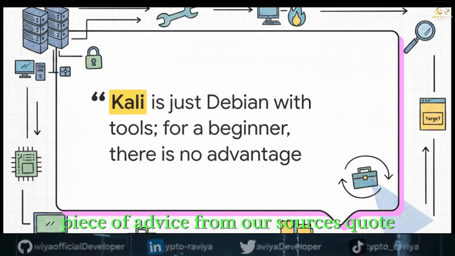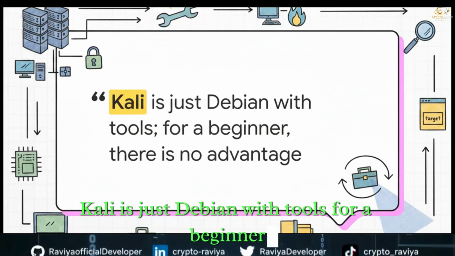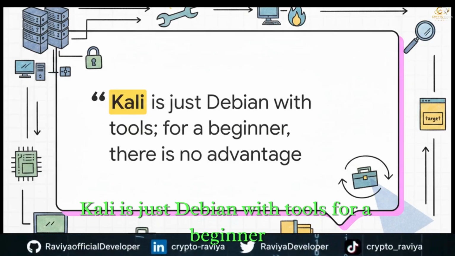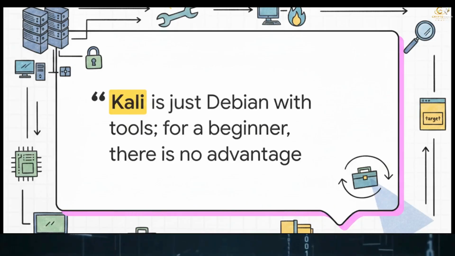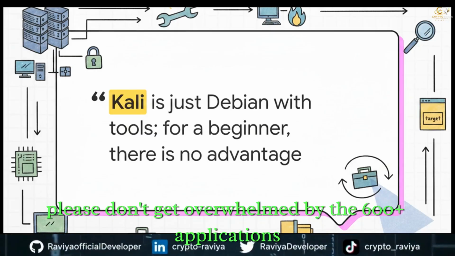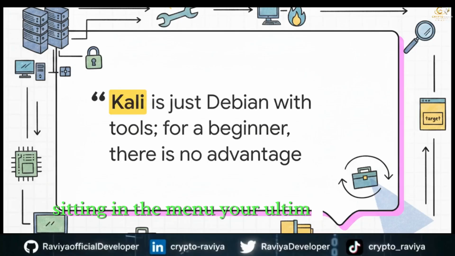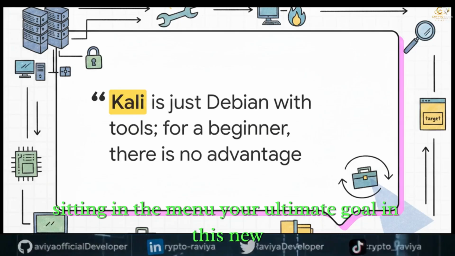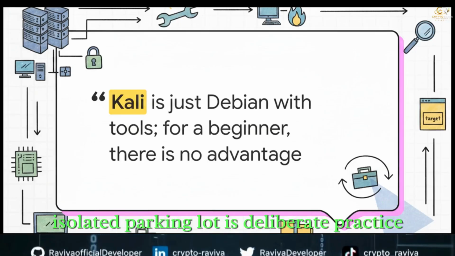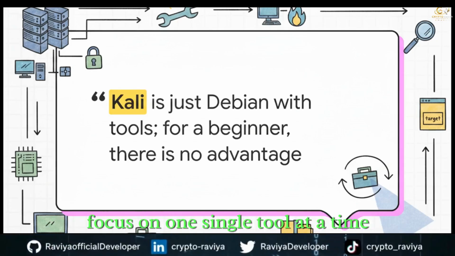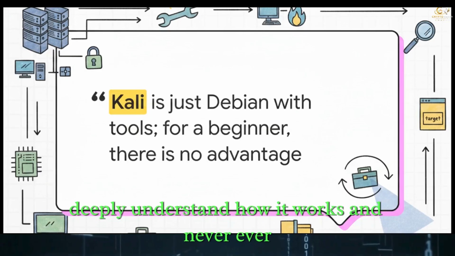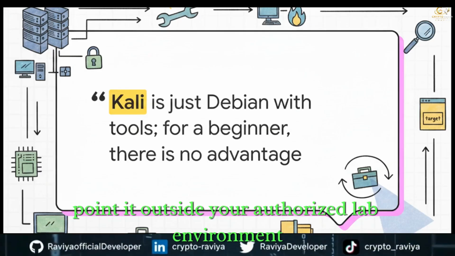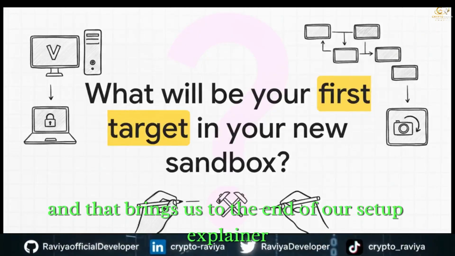As we wrap up this setup phase, I want to leave you with a really vital piece of advice from our sources. Quote, Kali is just Debian with tools. For a beginner, there's no advantage unless you intend to learn those tools piece by piece. End quote. Please don't get overwhelmed by the 600+ applications sitting in the menu. Your ultimate goal in this new, isolated parking lot is deliberate practice. Focus on one single tool at a time, deeply understand how it works, and never, ever point it outside your authorized lab environment. And that brings us to the end of our setup explainer.